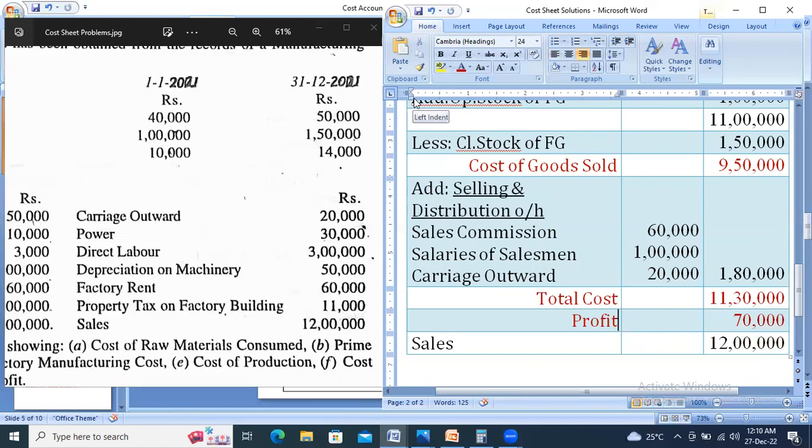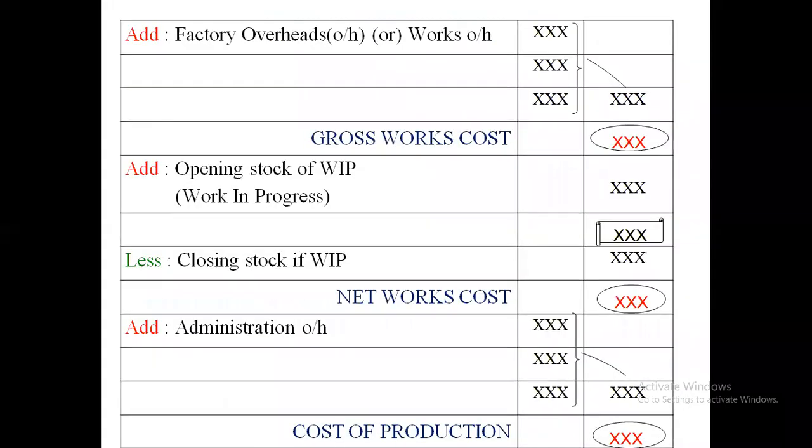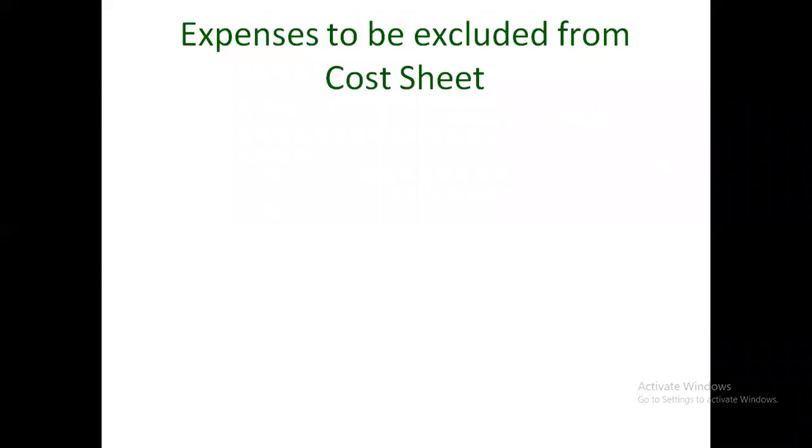So this is how we are working. We are preparing the cost sheet, right? We shall see some of the things which should be excluded from the cost sheet. Now you are familiar with preparing the cost sheet. If some of the items given in the problem are not relevant to the manufacturing aspects, then you have to omit all those expenses. What are those expenses that should be excluded from the cost sheet?